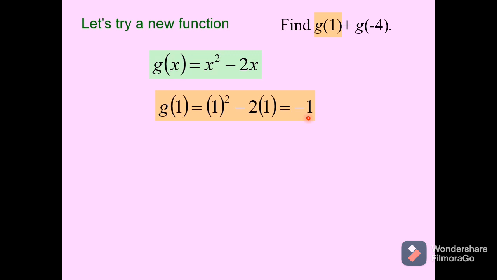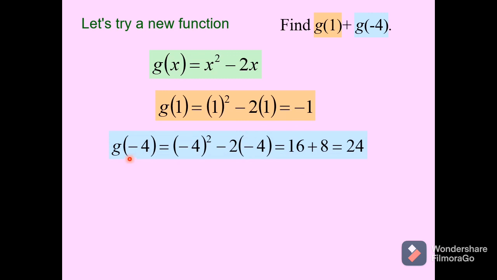Let's proceed with g of negative 4. Palitan naman natin ng negative 4 lahat ng x na nakikita natin sa equation. So, magiging g of negative 4 is equal to negative 4 squared minus 2 times negative 4. Simplifying that, negative 4 squared is 16. Negative 2 times negative 4, that is positive 8. Then add 16 plus 8 will have 24.